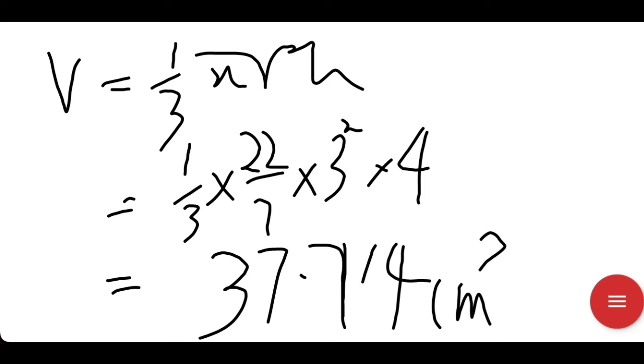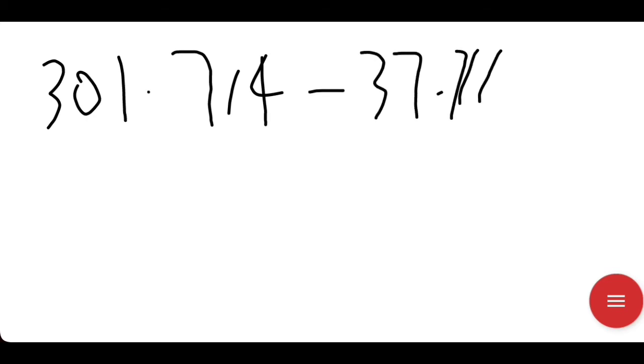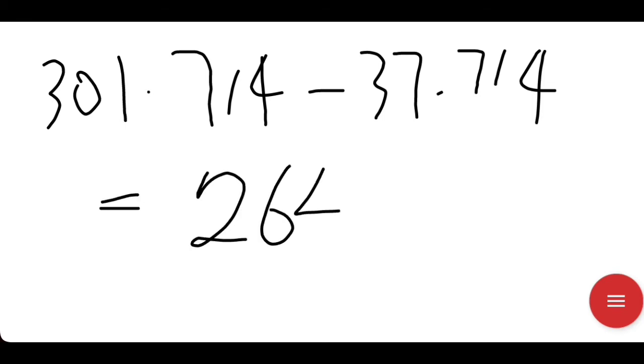Now, you come and subtract this answer from the answer for the original volume of the cone. So we are going to have 301.714 minus 37.714, all in centimeters cube here. So that should give me 264 cm³.